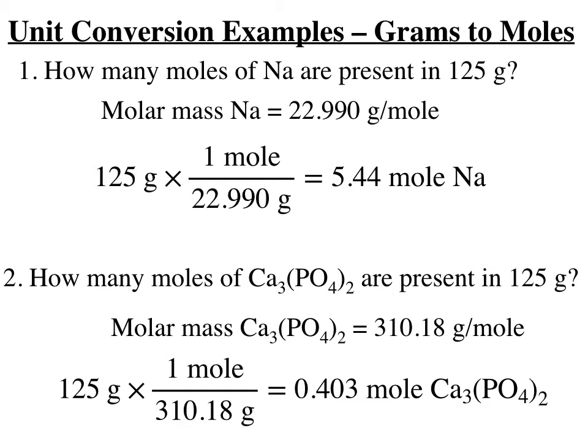So I will take 125 times 1, divide by 310.18, and I would find that 125 grams of calcium phosphate corresponds to 0.403 moles of calcium phosphate, significantly fewer moles than are present in 125 grams of sodium, because there's so many more atoms, meaning so many more electrons, neutrons, and protons in the calcium phosphate than there are in the sodium.